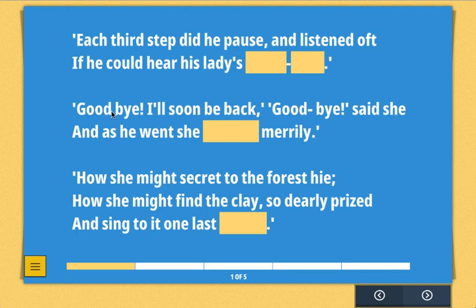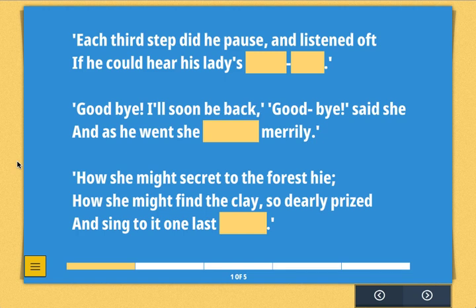Okay, so on this slide, "each third step did he pause and listened oft if he could hear his lady's something." And then another one from the beginning of the poem. "Goodbye, I'll soon be back, goodbye, said she. And as he went, she somethinged merrily." And then this last one, the third one, is from the end of the poem.